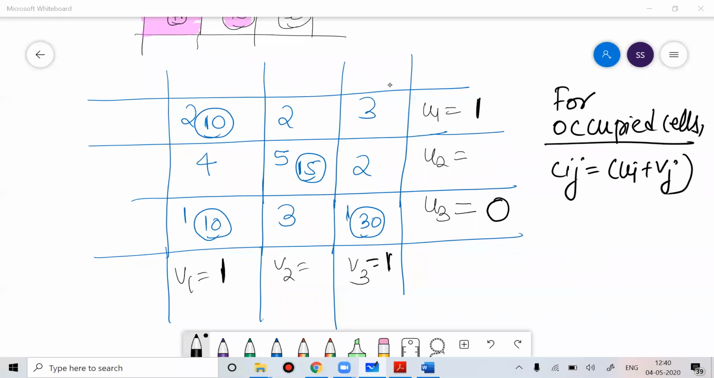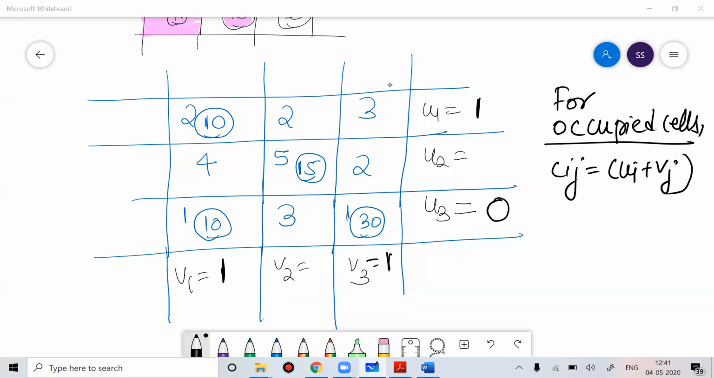Now, once you're done with the occupied cells, there's a problem. What is the problem? I cannot find the value of U2 and V2. Why am I not able to find them? Because you can see the optimal solution is degenerate. The number of occupied cells is not m plus n minus 1. Can you tell me the value of U2 and V2?